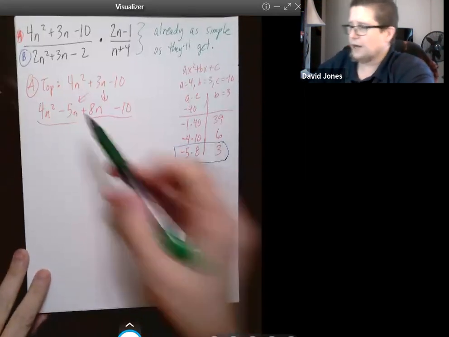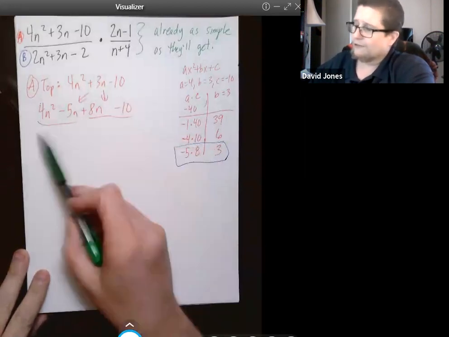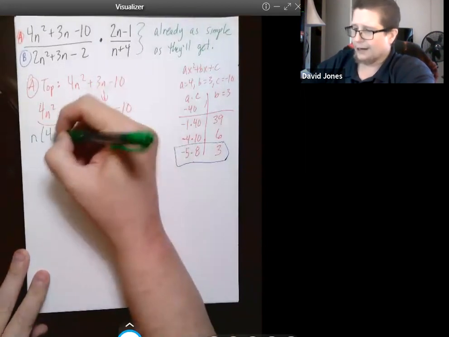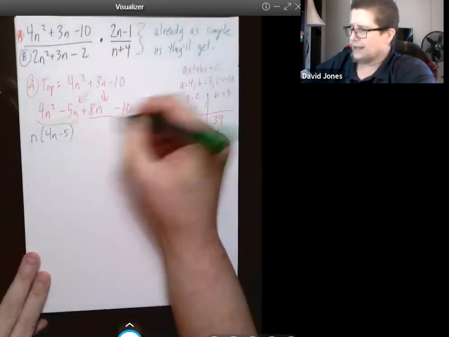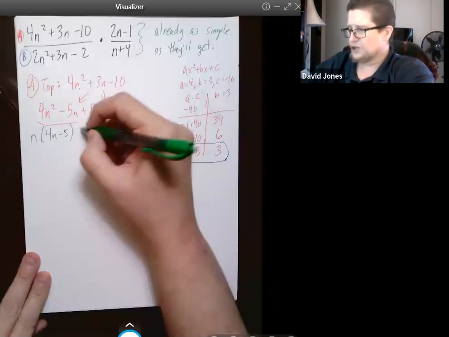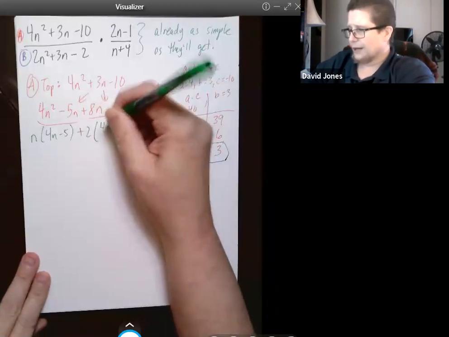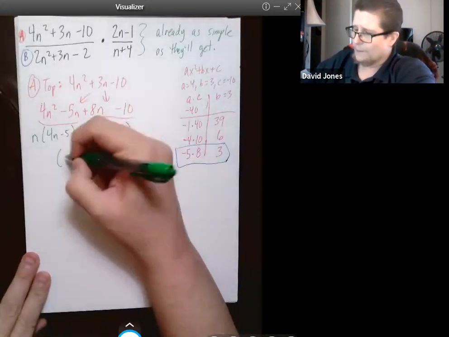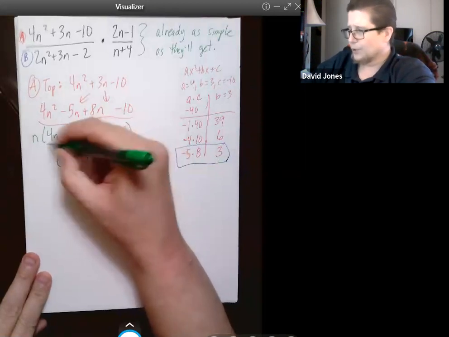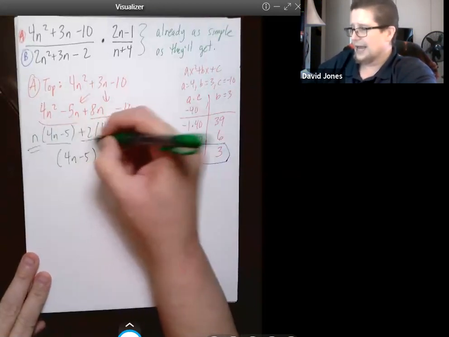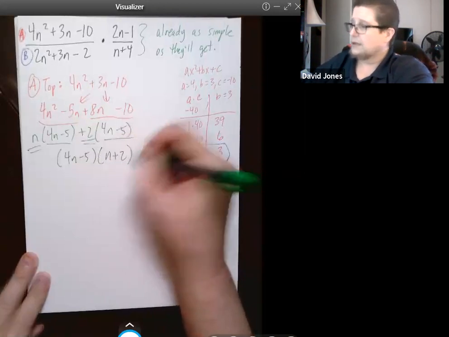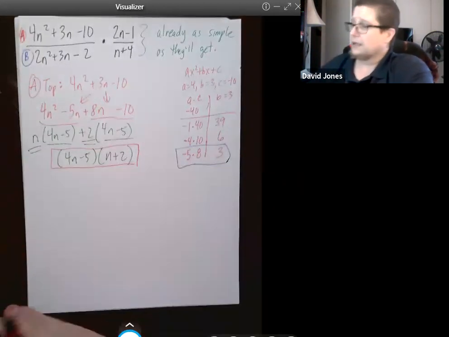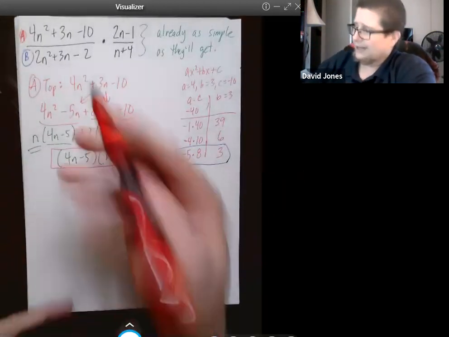We broke up this trinomial into 4 terms. Then we do it by grouping. We can factor an n out here, and we get 4n minus 5. These 8 and 10 are both divisible by 2, and that leaves a 4n minus 5. So the top breaks down to the 4n minus 5. We can pull that out, and that leaves behind n plus 2. So that's my top. I'm going to throw a box around it because I'm going to come back and find it later. And I'll leave a label. That's A.